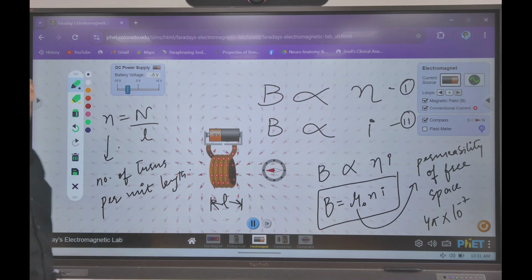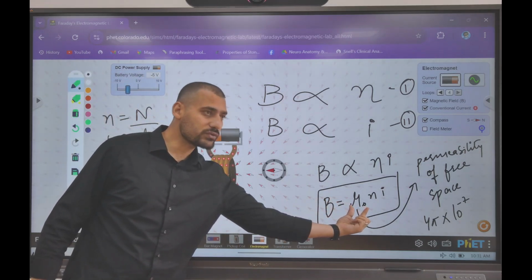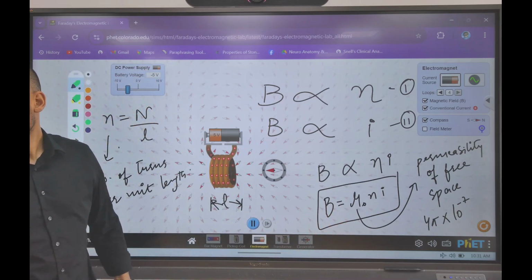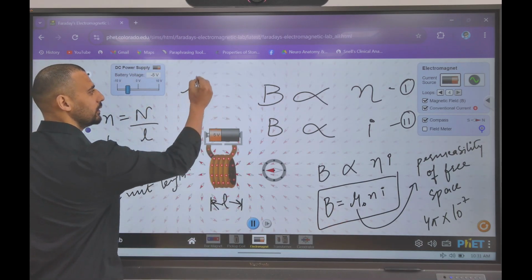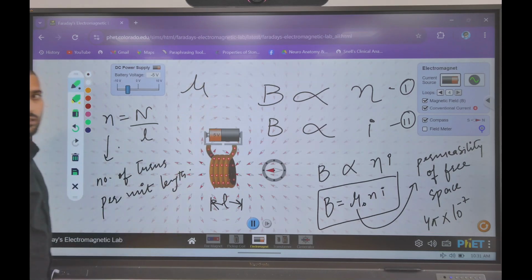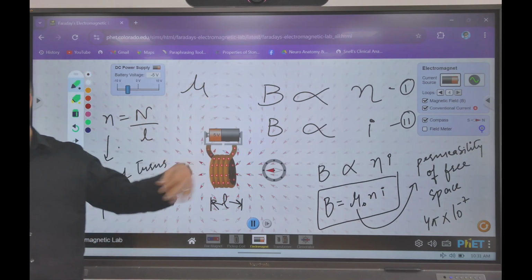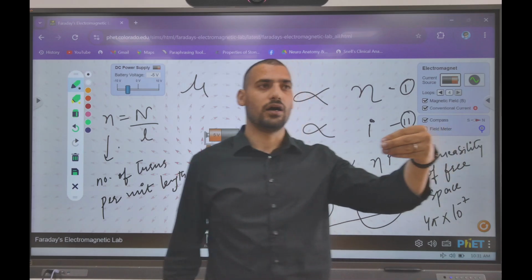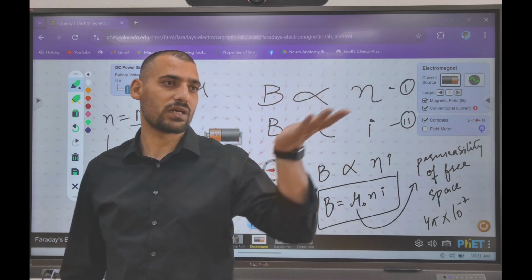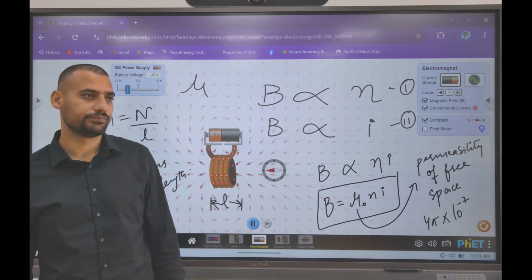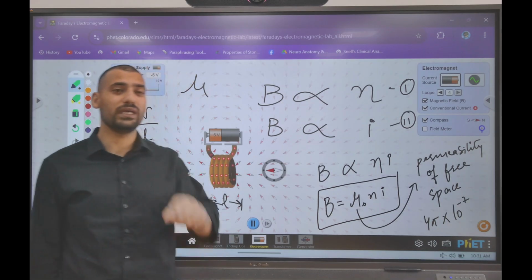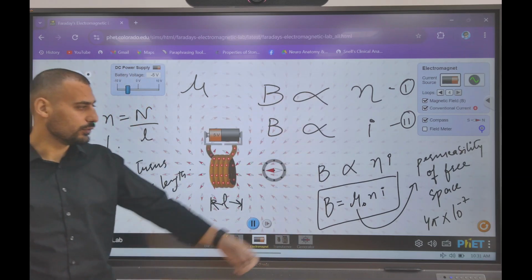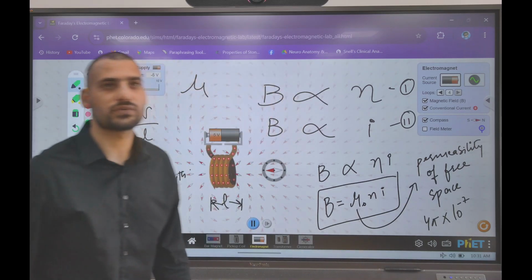You pronounce this as mu. M-E-W. And you write it like this, see? What was the definition? The permeability of free space. The ease of the magnetic field lines when they travel through the vacuum. Okay, how easily can magnetic field lines propagate through vacuum? The value is 4 pi 10 to the power negative 7.